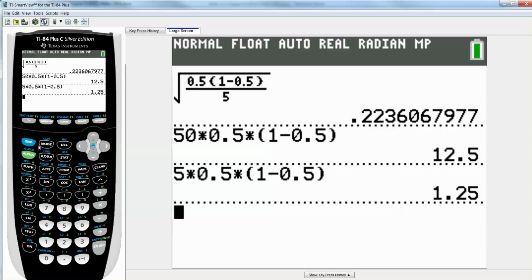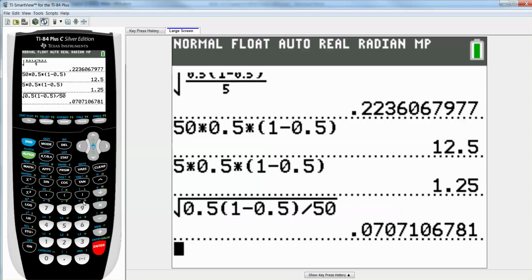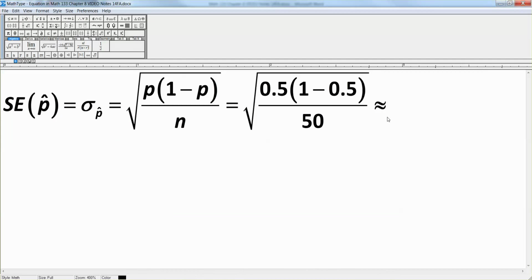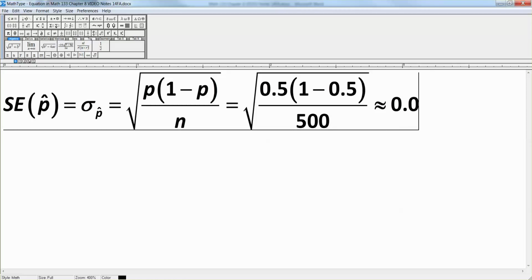And I could use that fraction button again, but I'll show you how to do it without the fraction. So if you second square root, 0.5, parentheses, 1 minus 0.5, close your parentheses, divided by, instead of 5, I'm going to divide it by 50. And I get 0.070711. So you want to keep at least 6 decimal places. 070711. At least 6, if not more.